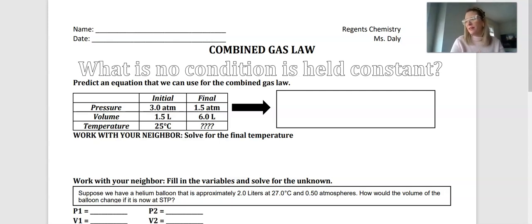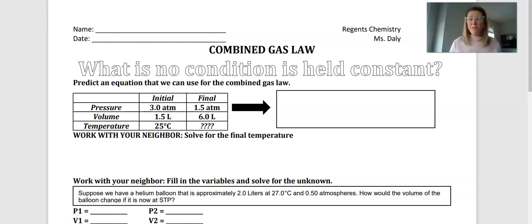Today we're going to be talking a little bit about what is called the combined gas law. What's really cool and interesting about the combined gas law is it's going to take all of our knowledge from Boyle's law, Charles' law, and Gay-Lussac's law, and literally, as our title would suggest, combine them into one gas law. So why would we need to use the combined gas law?